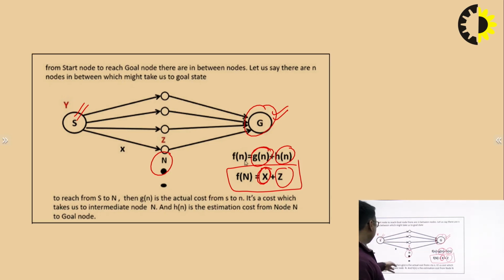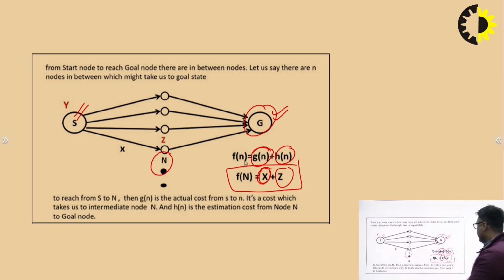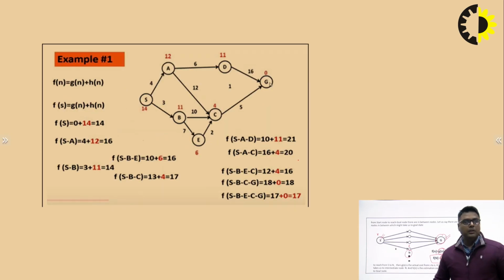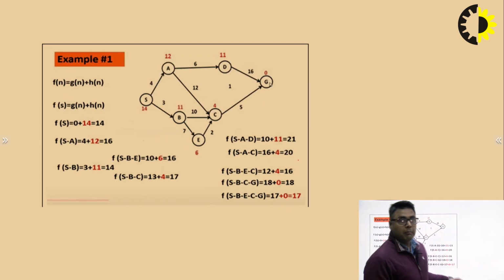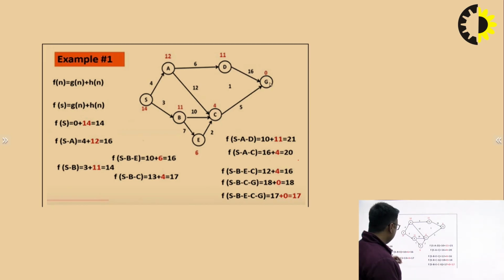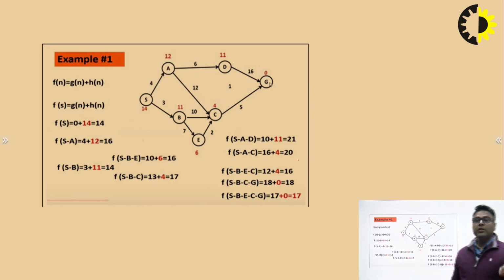To reach from S to N, Gn is the actual cost from S to N, the cost taken via the intermediate node N, and Hn is the estimated cost from node N to the goal node. Here I will take one example, which is a most important example from the exam point of view. In that example, every node has been given a heuristic value.